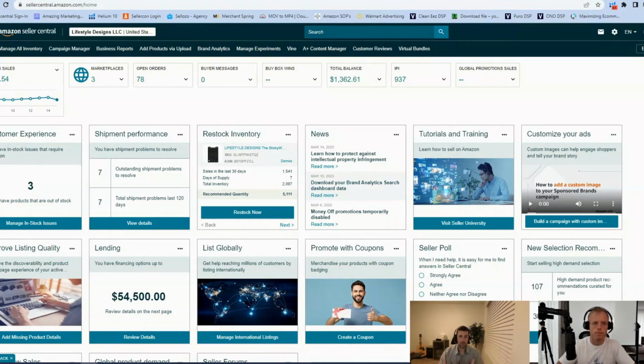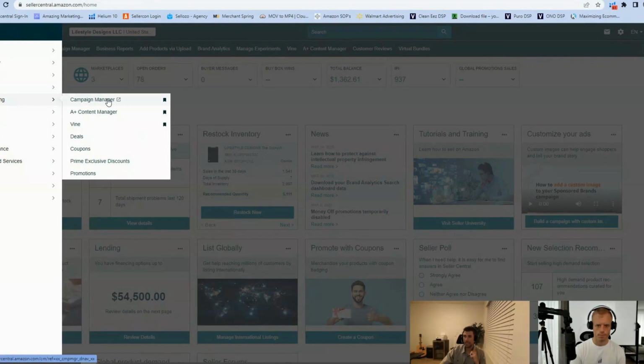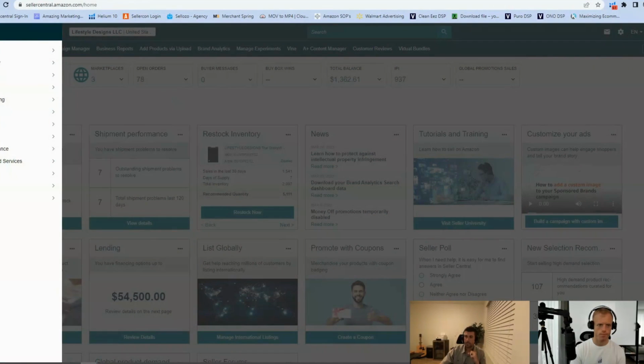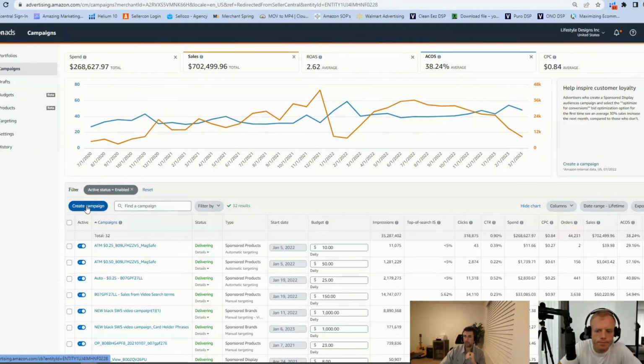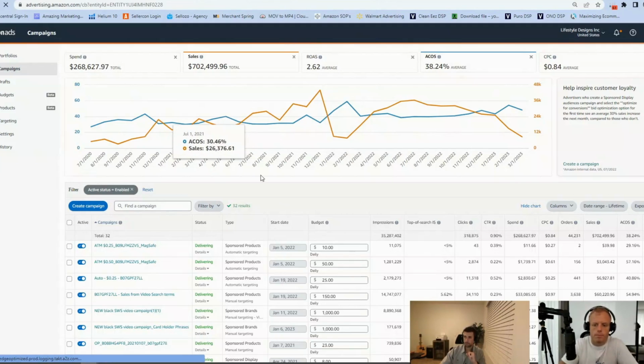If a product is brand newly launched, the biggest thing it needs is impressions. And Amazon's algorithm is sometimes not trained to immediately, out the door, give a newly launched product impressions. So over in Seller Central, go under Advertising and click on Campaign Manager. In Campaign Manager, over here it says Create campaign. You're going to click on that.